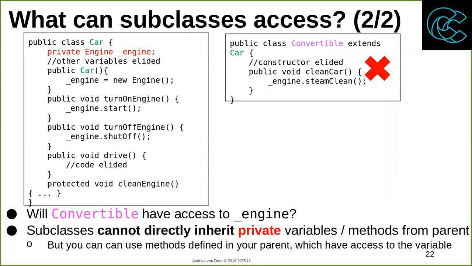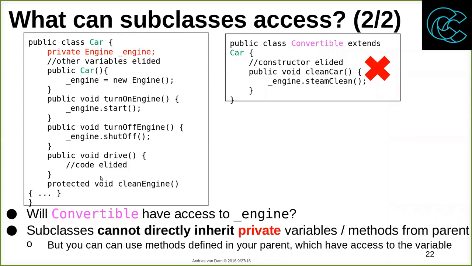Sorry to interrupt. Can any object of convertible access, let's say, clean engine? Object, not the method. Can any object access clean engine? Yes. So let's say you have Convertible c = new Convertible. You create an instance of convertible, which is called c here. Now you can say c.cleanEngine. But any object of car cannot access clean engine, right?